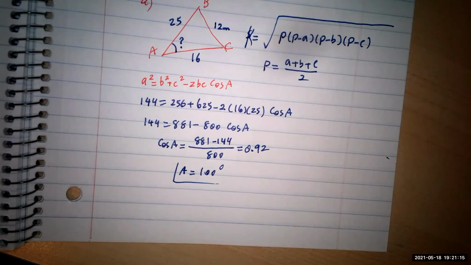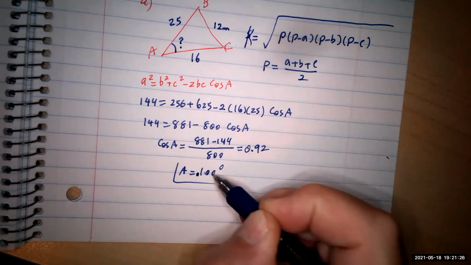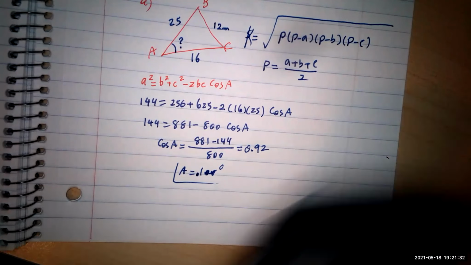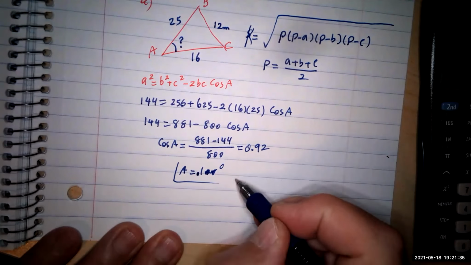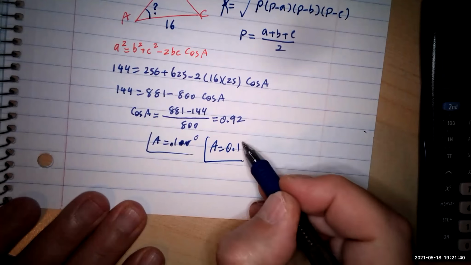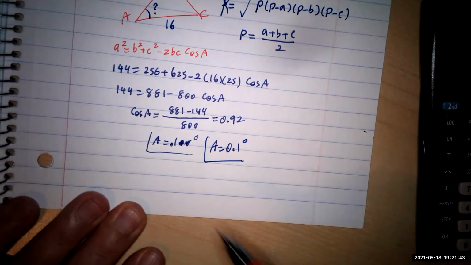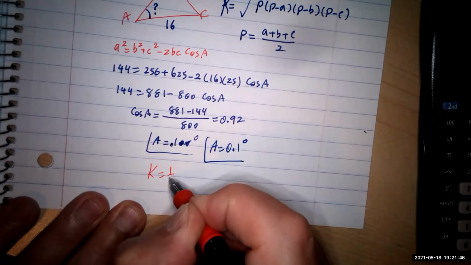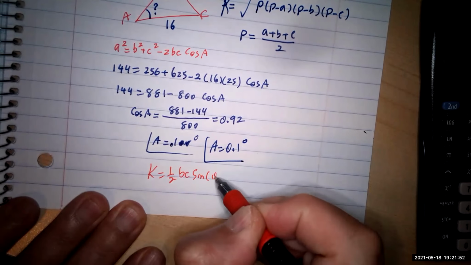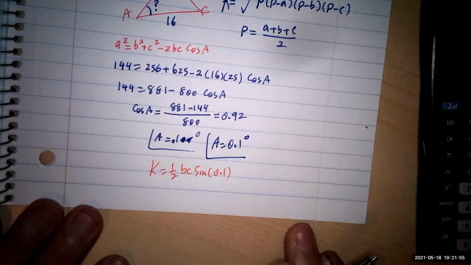Oh, I'm sorry, it's 0.99. Yes, 0.99. So it's 0.1 almost. A very small angle, because cosine of 0 is 1. So this is very much like that. Let's call it 0.1 degrees. Now you can find the area, which is 1/2 of BC times the sine of 0.1.